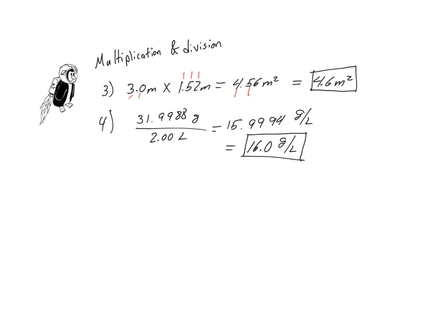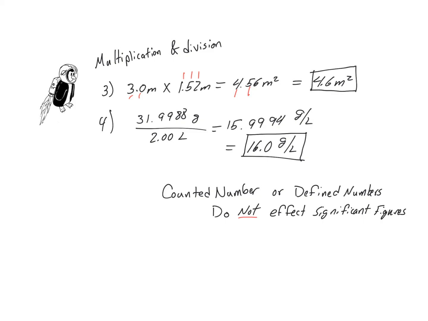If you're thinking that the multiplication rule is easier to do than the addition one, you're in luck, because most of the problems we will encounter are multiplication or division. I do want to remind you, though, any counted number, or a defined number like a dozen, will not affect the number of sig figs in your answer.